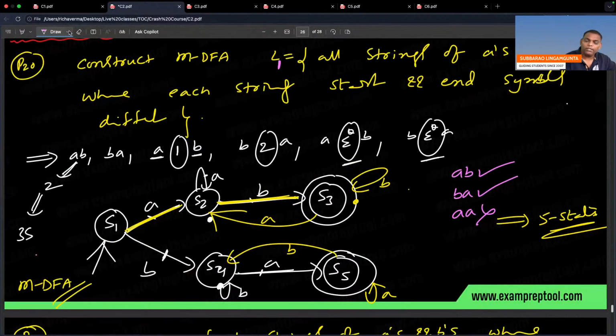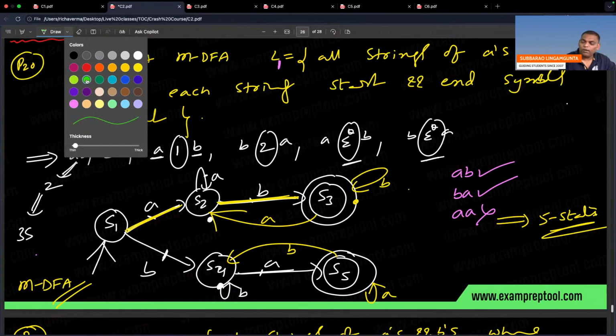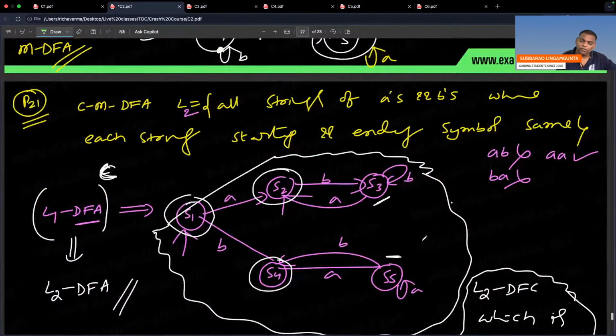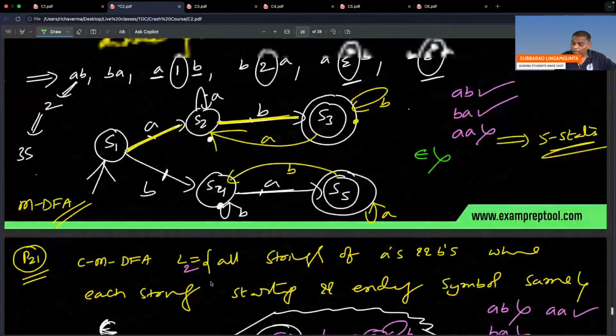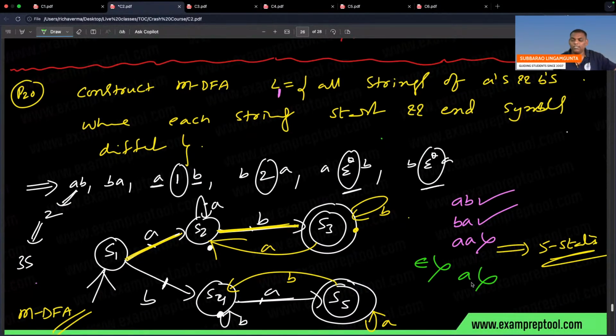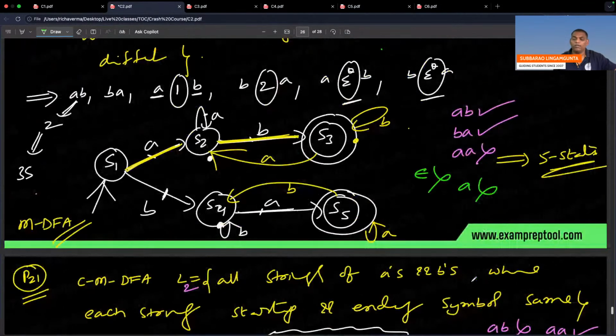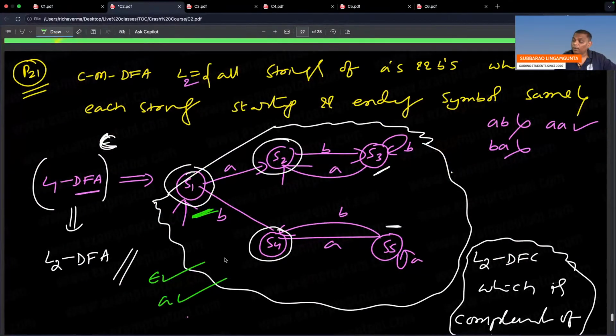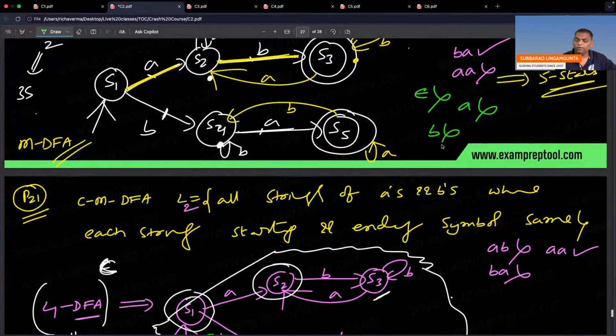Before complementation, see, in the first diagram, epsilon is not accepted because starting state and final state are not the same. But here epsilon is accepted, since starting state and final state are the same. Before complementation, A is not accepted, but here A is accepted. Before complementation, B is not accepted, here B is accepted.